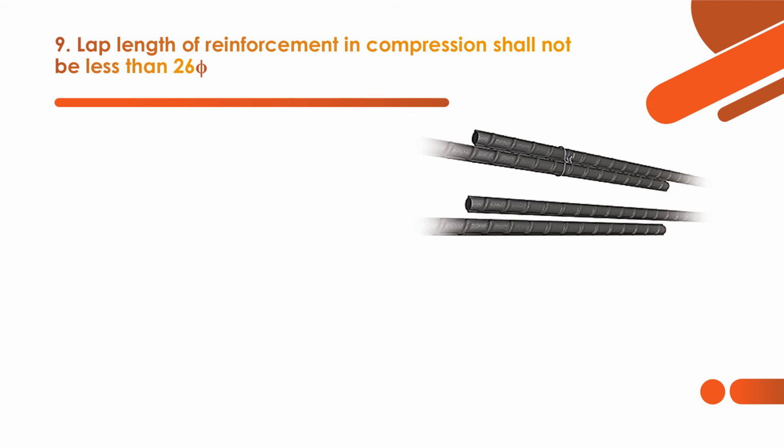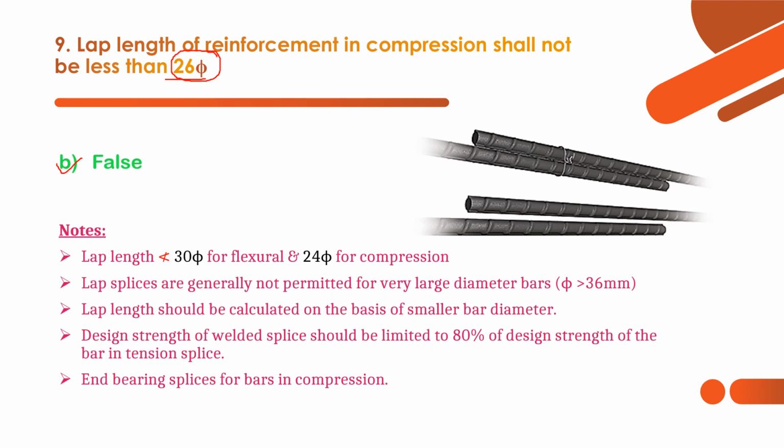Lap length of reinforcement in compression shall not be less than 26 phi, whether it is true or false. So there are some criteria regarding lap length and lap splices. Here they have given that lap length for reinforcement in compression shall not be less than 26 phi. Phi is the diameter of the bar. Whether this criterion is true or false based on IS 456 codal provisions. This is false because this is not 26 phi, that is 24.